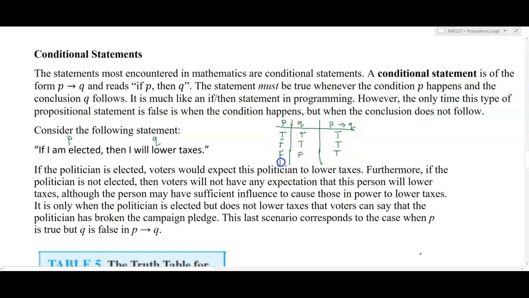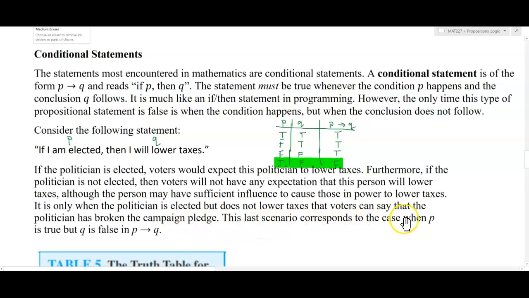So the only time it's false is if, let's say, he is elected, but he doesn't lower taxes. He has told a bold-faced lie. And in that case, we would say that's the only circumstance in which an if-then statement is false. So here's the truth table for it. It is only when the politician is elected but does not lower taxes that voters can say that the politician has broken the campaign pledge.